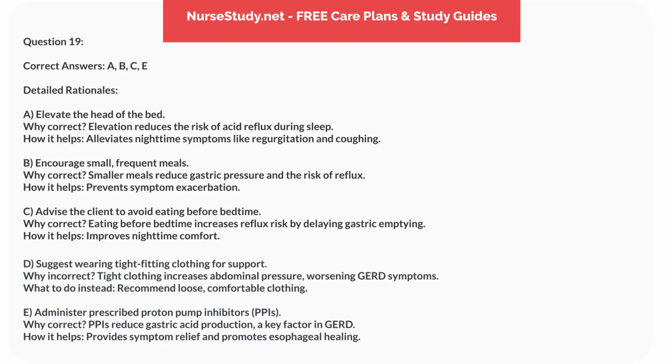E. Administer prescribed proton pump inhibitors, PPIs. Why correct? PPIs reduce gastric acid production, a key factor in GERD. How it helps: provides symptom relief and promotes esophageal healing.